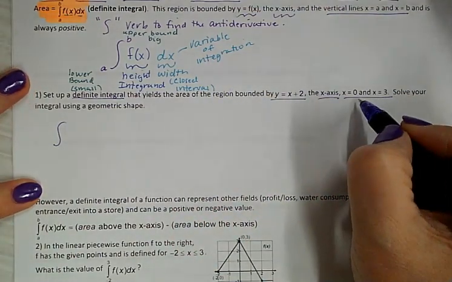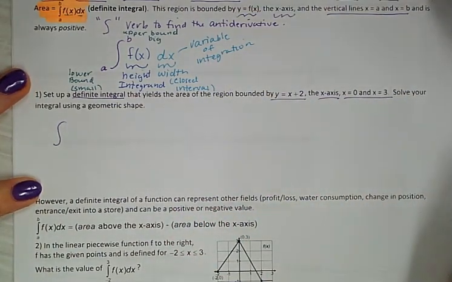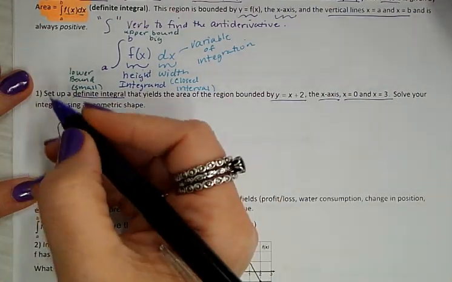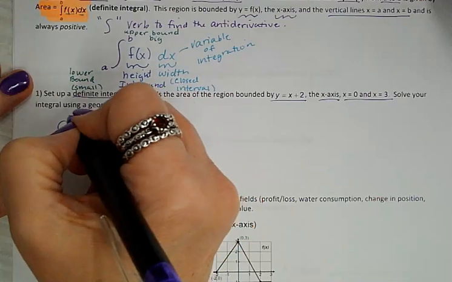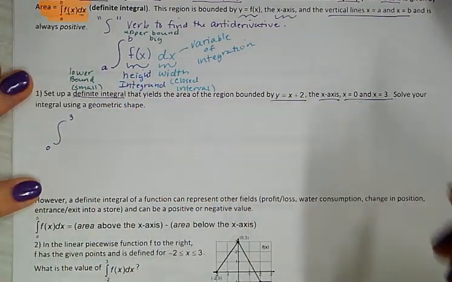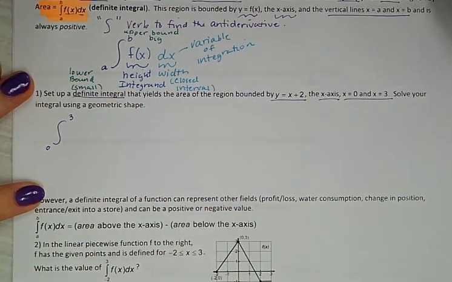So I'm going vertically from 0 to 3. Between 0 and 3, which one's the smaller number? Hopefully you can see 0. And which one's the bigger number? You can see 3. So these vertical lines set our boundaries.